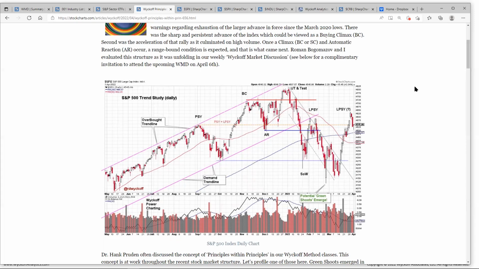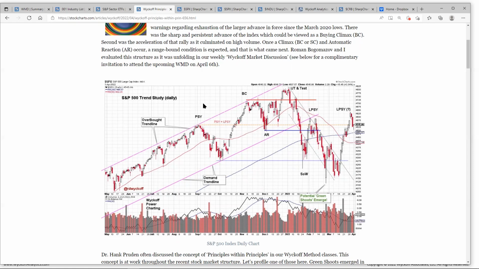Now, Principles within Principles really addresses a couple different things. One is we can see a small distributional structure in here, potentially a bigger distributional structure out here. And also in this little area where it says potential green shoots, there is an internal accumulation type structure that ultimately led to an important advance in the market, the best one of the year. And so let's take a minute to look at that.